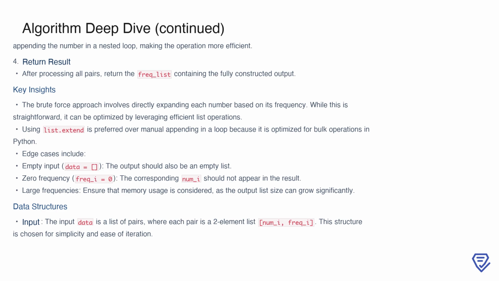The chosen data structures are simple yet effective. The input is a list of pairs, making it easy to iterate through each number and its frequency. The output, frequency_list, is a flat list that simplifies sequential access, which is ideal for most use cases.